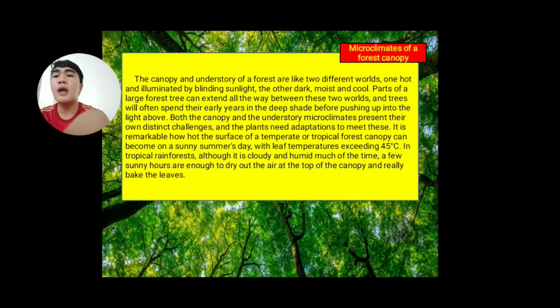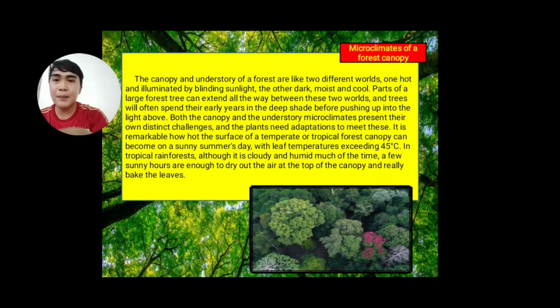It is remarkable how hot the surface temperature of a tropical forest canopy can become on a sunny summer's day, with leaf temperatures exceeding 45 degrees Celsius in tropical rainforest. Although it is cloudy and humid much of the time, a few sunny hours are enough to dry out the air at the top of the canopy and really bake the leaves. So these are the causes of the microclimates of the forest canopy. As you can see in the picture, this is the top view of the canopy directly from the sun.